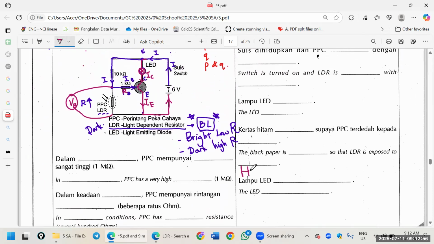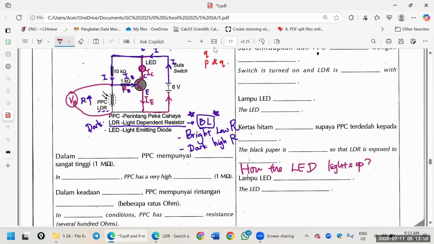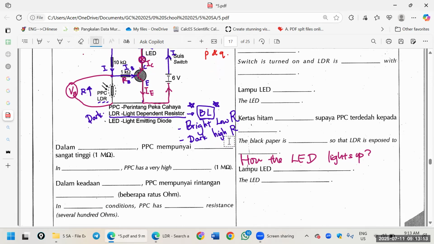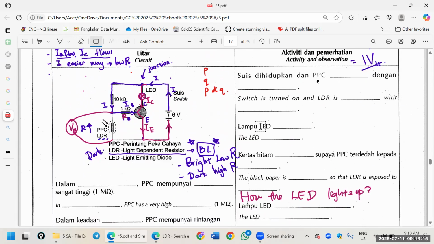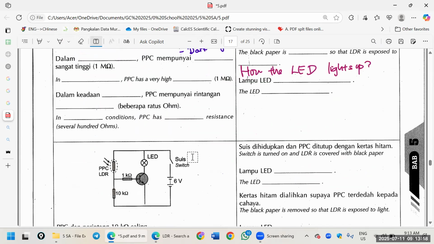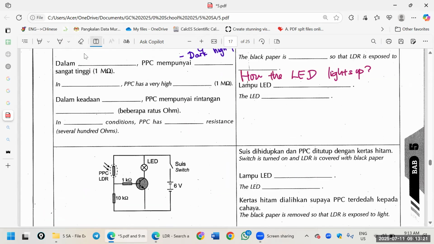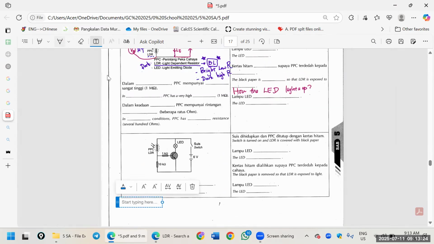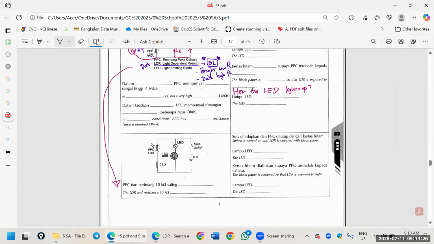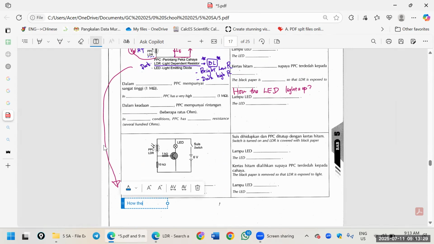The question: how does the LED light up? We use 4 points to write it down. Right now, please write 4. If you don't have enough space, maybe you write down here. How does the LED light up in the night?